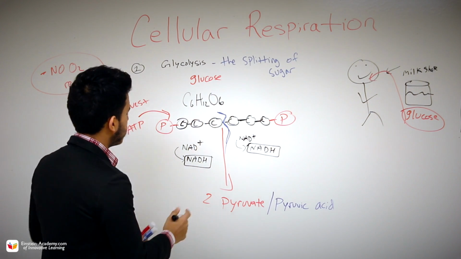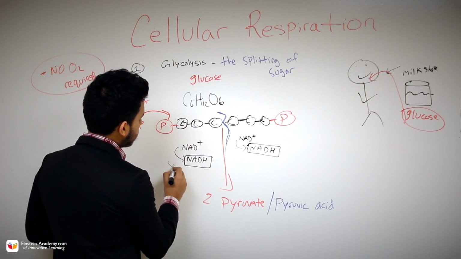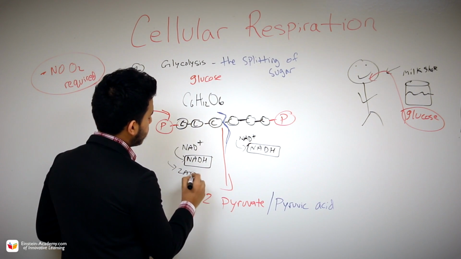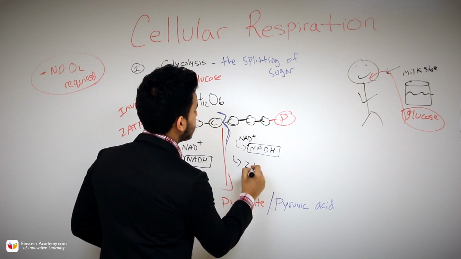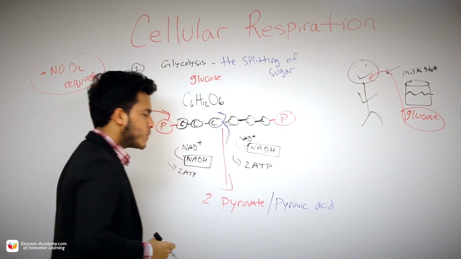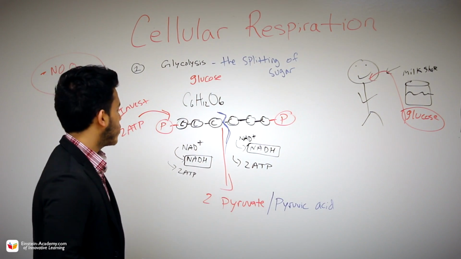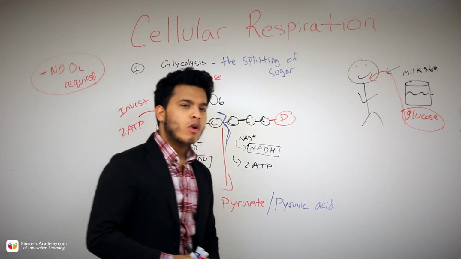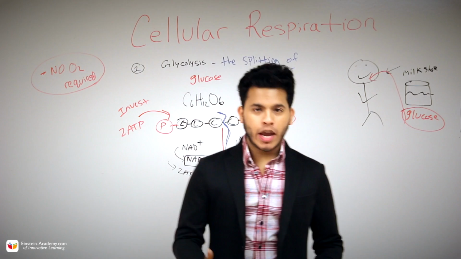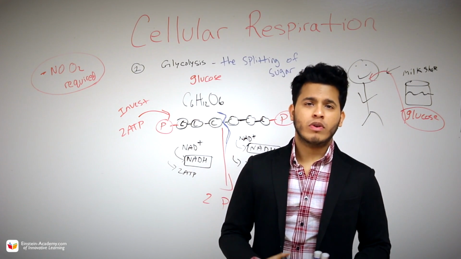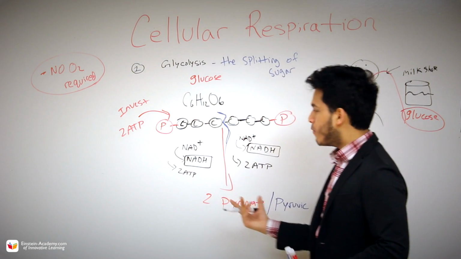The last thing that happens here is that you also get 2 ATP production from here, and also another 2 ATP production from here. So now already we're kind of happy. Look, we've generated 4 ATP molecules. However, the AP Bio test will always ask you for the net gain of ATP. What's the net gain of ATP you got in glycolysis? It's not 4, it's 2.